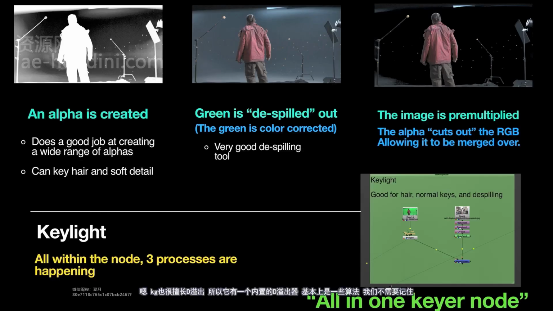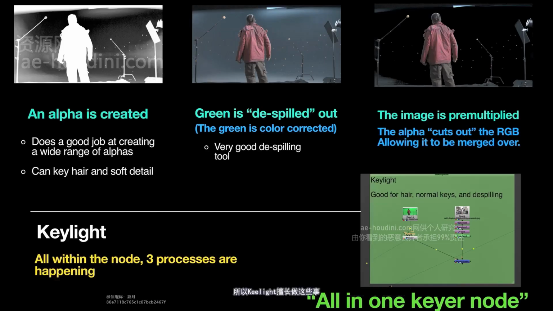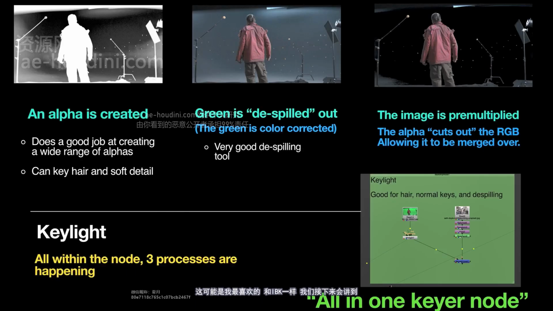Keylight's also very good at despilling, so it has a built-in despiller, which is basically some algorithms that you don't need to memorize, but essentially it's doing a little bit of math to do some color corrections to get something that looks natural. So Keylight is good at doing those things. So it's a pretty good, I would say, all-in-one keyer, and it's pretty much my go-to. This is probably my favorite keyer, along with IBK, which we'll talk about next.